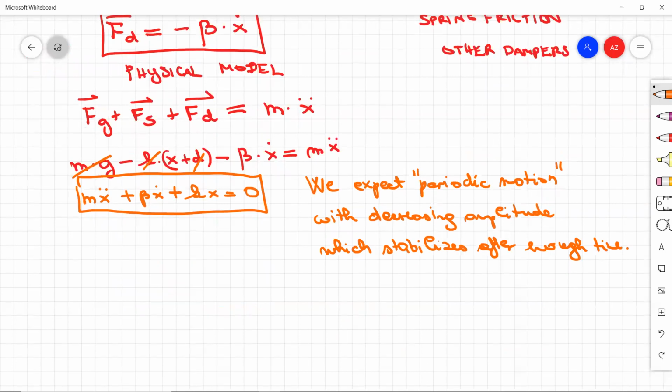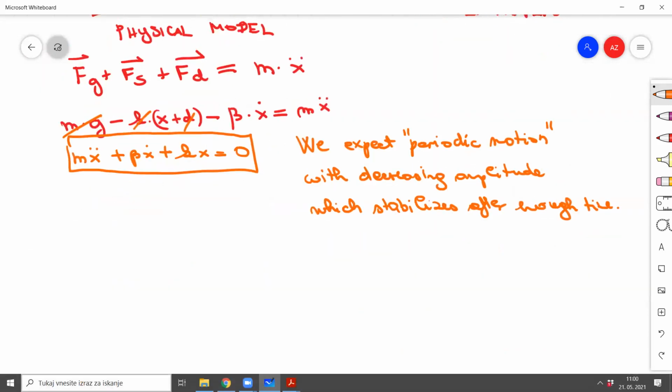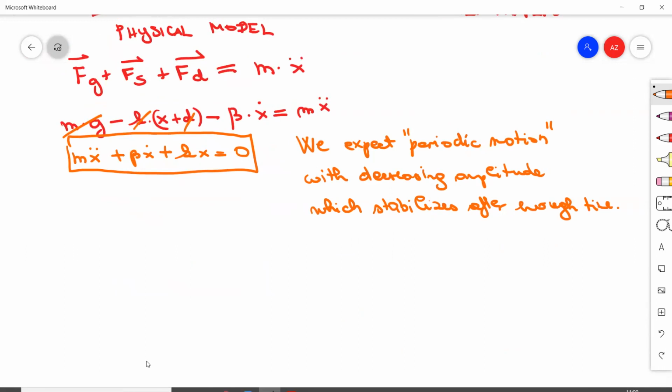Okay, and let's see if the solution to this differential equation will confirm this claim. So what do we have? How to solve this differential equation? What's the characteristic polynomial?